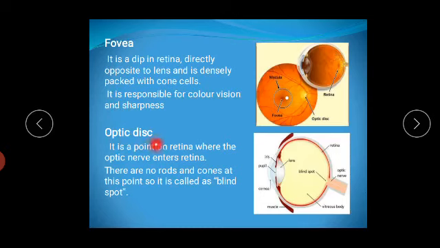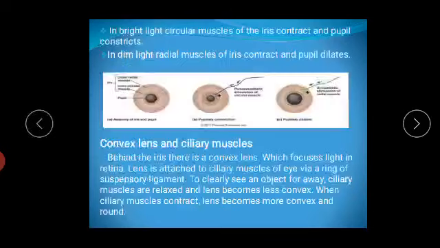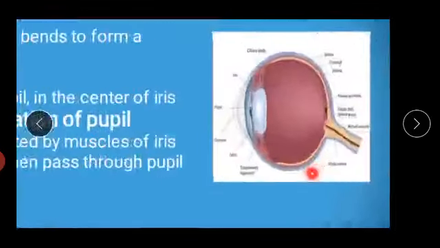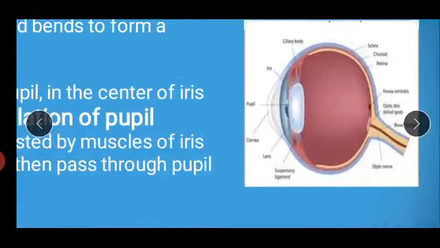Now what is the optic disc? It is a point on the retina where the optic nerve enters the retina. You can see from this, this is the optic nerve and the point where the optic nerve enters the retina is called the optic disc. You can also see from this diagram, yes, this is the fovea, a dip in the retina, and this is the point where the optic nerve enters the retina.